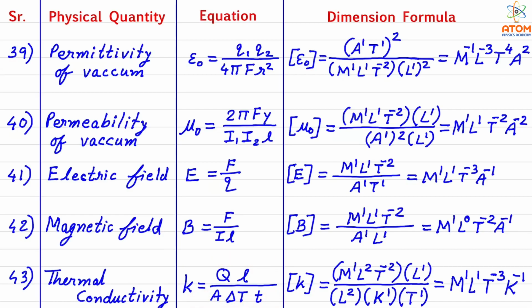So from this, now the dimension formula of Q will be M1, see Q is thermal energy, so it is M1 L2 T minus 2. For L, obviously it is L1. For area, it is L2. For change of temperature or difference of temperature, it is K1, and for time it is T1. Solving this, we will get M1 L1 T minus 3 K minus 1.